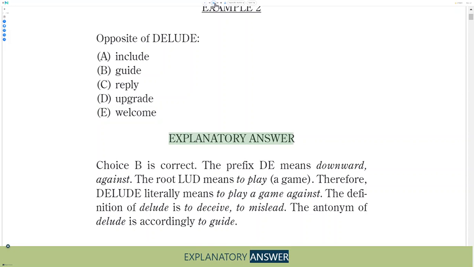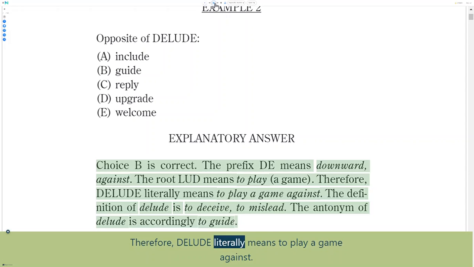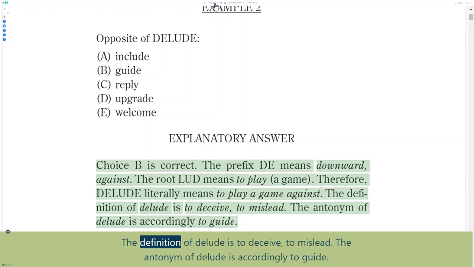Explanatory answer. Choice B is correct. The prefix de means downward, against. The root lud means to play, a game. Therefore, delude literally means to play a game against. The definition of delude is to deceive, to mislead. The antonym of delude is, accordingly, to guide.